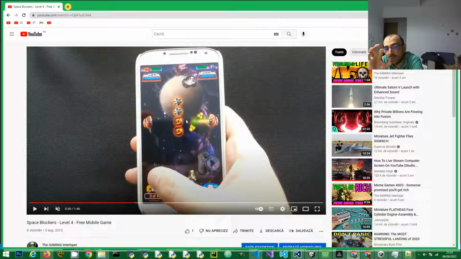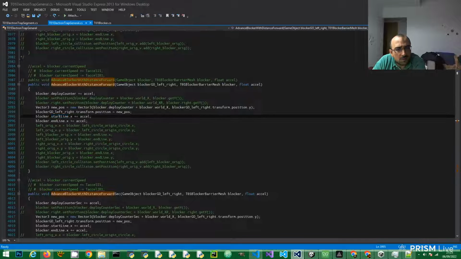Basically it starts expanding, and the start line, the start vector, will move its position to the lower left corner. The end vector will move its position to the upper right corner. So this is the meaning of start line and end line. Good.